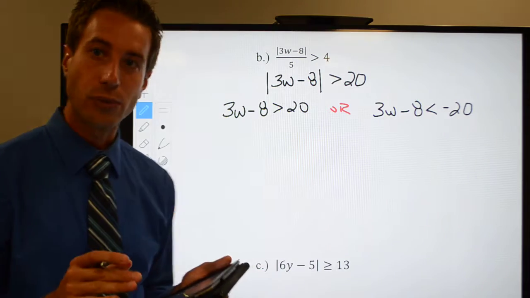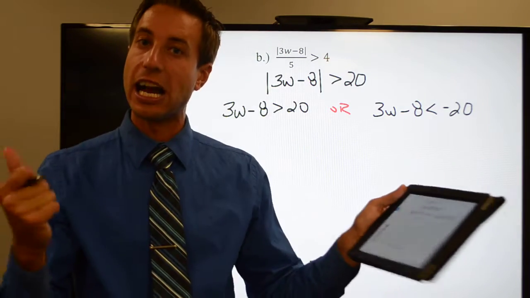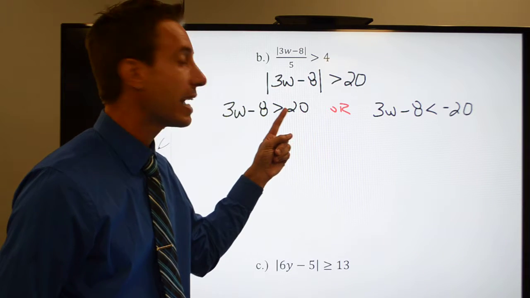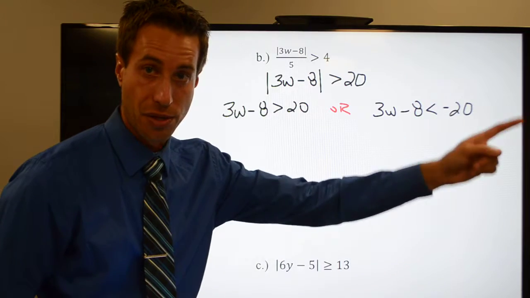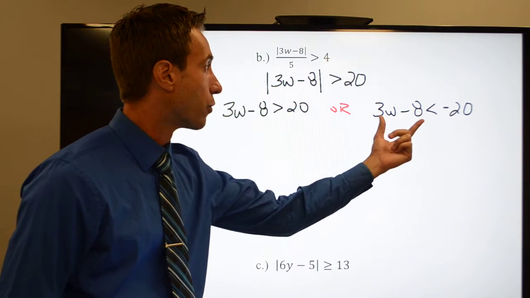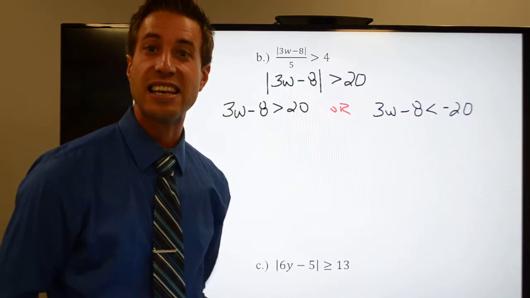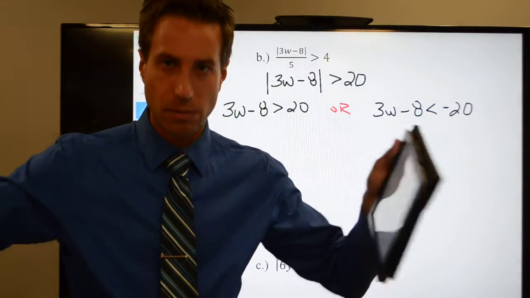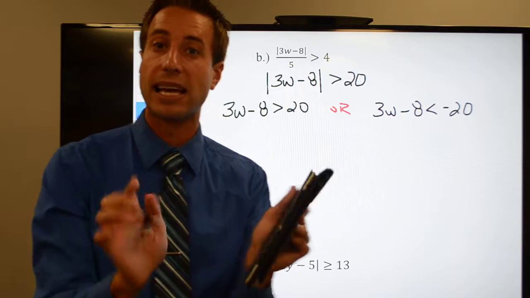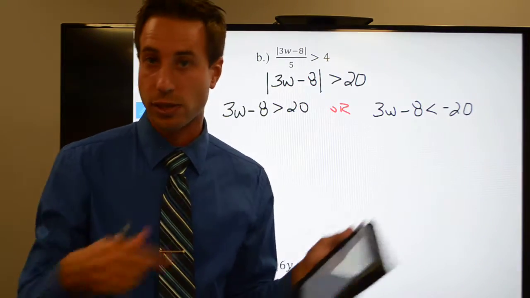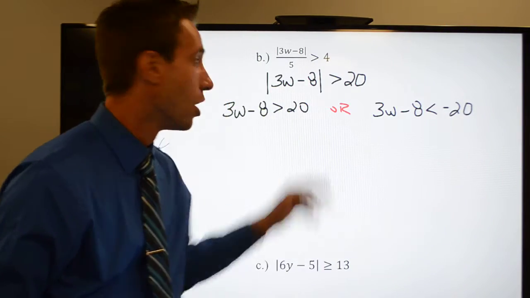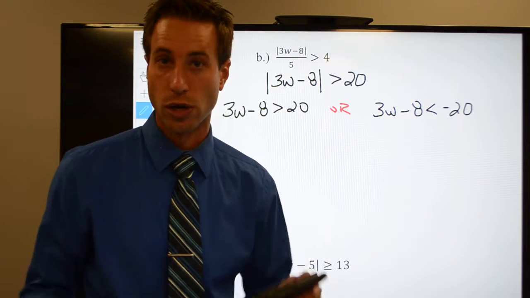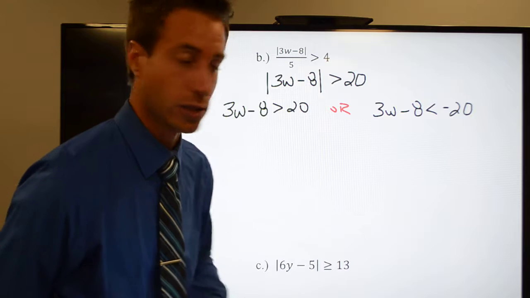And now you can see right away that these are going to be going in opposite directions. I'm going to solve for w greater than something, that's going that way. I'm going to solve for w less than a negative, that's going in that direction. Now I'm not saying positive 20 and negative 20, I'm just saying they're going to be going in opposite directions. We can see that based on the inequalities already, and that's perfect. "Or" inequalities should look like the oars on a rowboat, going in opposite directions.